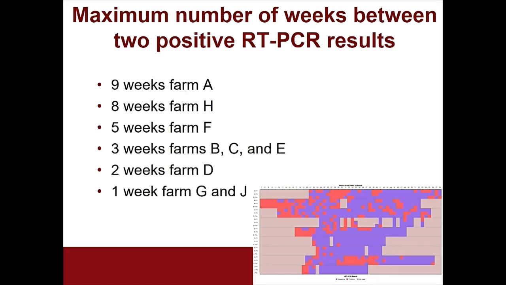Another measurement that we have here is the time between 2 positive results in processing fluids. And these are the most frustrating cases, in which we sometimes had 9 or 8 weeks of consecutive negative results followed by a positive result. For example, this farm H was having very few positives in time, and we were expecting them to be stable, but at the end they got a positive again.